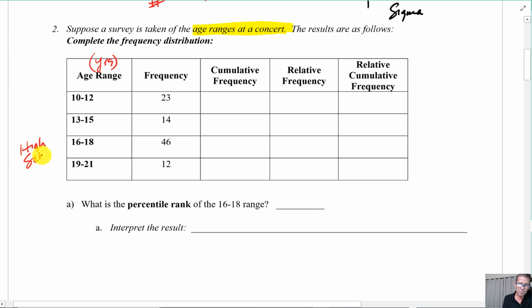Okay. And there are a few people in college. 12 people were from 19 to 21. So more people in high school went to this concert than anyone else. So what's the cumulative frequency?